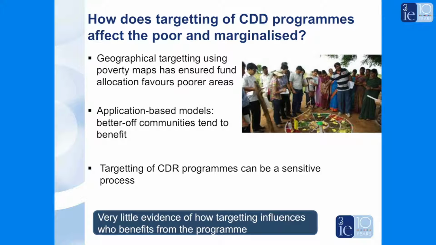In CDR programs, the targeting can be quite a sensitive process where you label conflict-affected people or ex-combatants, and it can cause friction. So there's very little evidence on how targeting influences who benefits from the program.